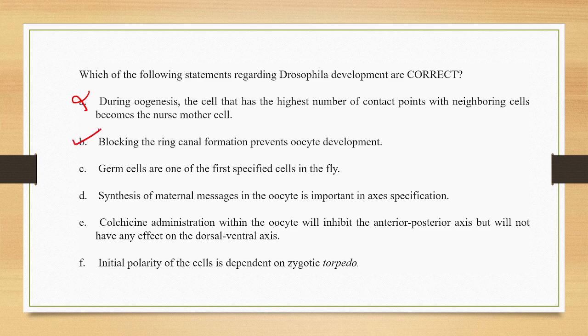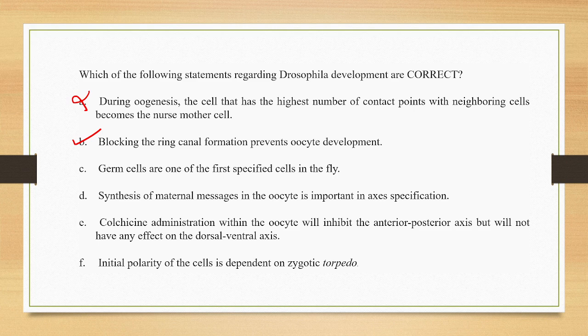Blocking the ring canal will prevent oocyte development, because this ring canal is required for the transportation of cytoplasmic materials from the nurse cell to the oocytes. So if this ring canal is blocked, then the cytoplasmic materials will not be transferred. And since they will not be transported, oocyte development is prevented. So this is the correct option.